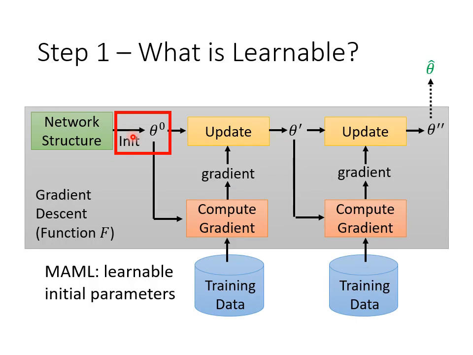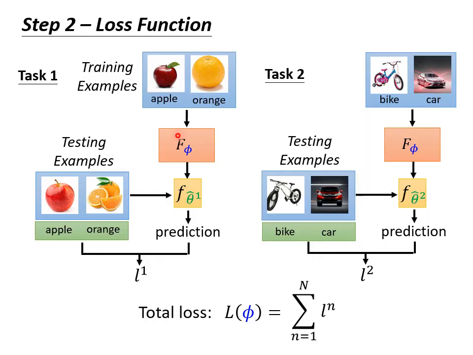In MAML, the initial parameters are what we are going to learn. Here, phi is the initial parameters. The initial parameters are what we're going to learn in MAML. Step 2 is very typical. It's just the same as what I have talked about. So we have a capital L. This is the summation over the small l for all the training tasks.